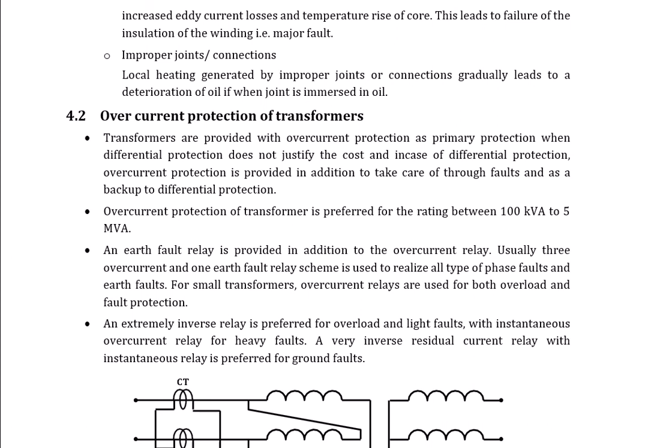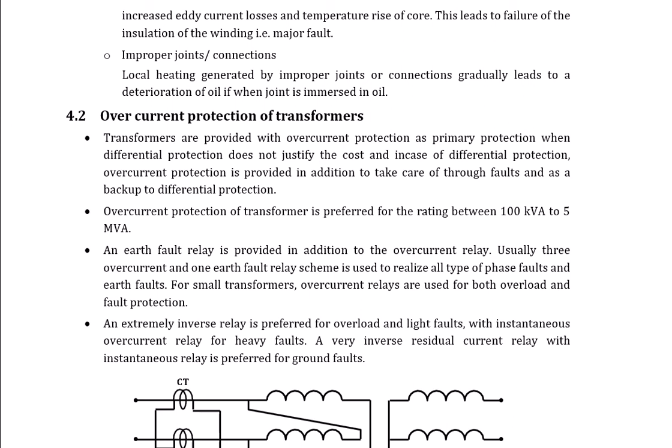Eddy current loss increases and the temperature of the core rises. This leads to failure of the insulation of the winding and major faults. So eddy current loss also creates a hazardous situation. Also, if at any part of the transformer there is an improper joint or connection, then it will create local heating, and it gradually leads to deterioration of oil when the joint is immersed in the oil. So these are some auxiliary parts that create a fault.